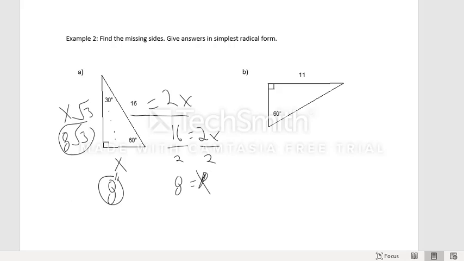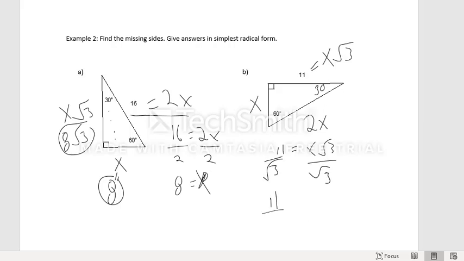Label your triangles. So, since this is 60, this has to be 30, so that makes this x. This side is 2x. This side is x times the square root of 3. Whatever gives you that equation is what we're going to start with. 11 equals x times the square root of 3. Divide both sides by the square root of 3. So we have 11 over the square root of 3 is x.